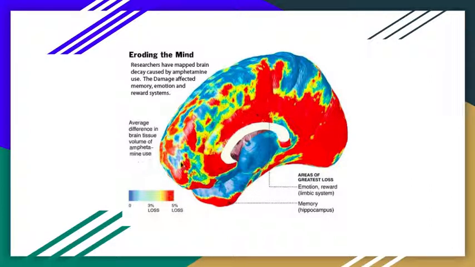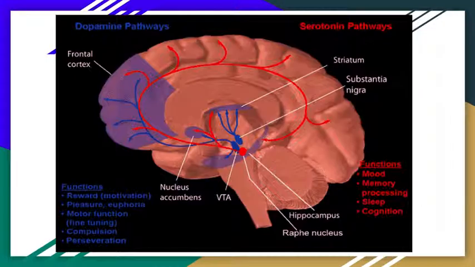You're going to have some loss in the frontal lobes as well, and maybe possibly in the back area of the brain here as well. We're going to focus more on dopamine because that's the primary neurotransmitter that's affected by Adderall. Dopamine starts at the VTA. It has projections to the nucleus accumbens and the frontal cortex. These projections are responsible for reward, motivation, pleasure, euphoria, convulsions, and motor function. So when this area is stimulated, you're going to have an increase in these functions.